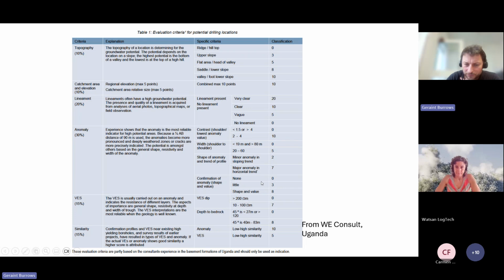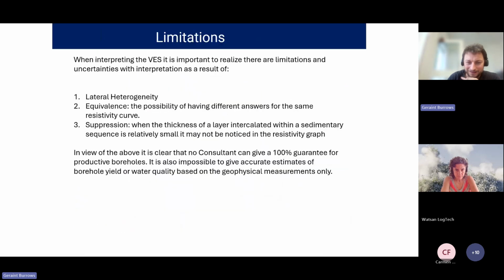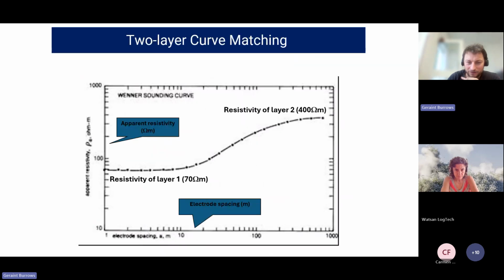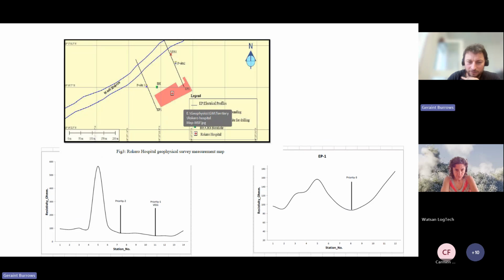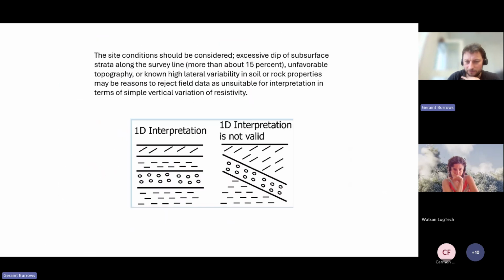If the anomaly's got good shape and value, then you give it an 8. If there's no shape, like the one that we saw in the example at that hospital, then we're not going to give that anomaly very much credence as a good place for doing a vertical electrical sounding.